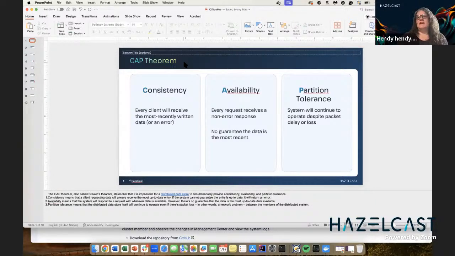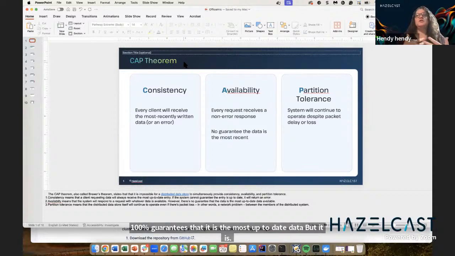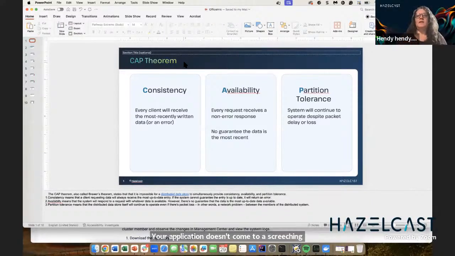So consistency means that the data a client, an application, gets from a distributed system is always the most current, most up-to-date data. And if we can't deliver the most up-to-date data, we don't deliver anything. Availability means we will always deliver something. We're not going to make any 100% guarantees that it is the most up-to-date data, but your application doesn't come to a screeching halt because you're not getting any response at all.